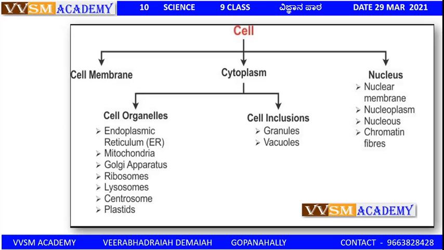Cell organelles consist of endoplasmic reticulum, mitochondria, Golgi apparatus, ribosomes, lysosomes, centrosomes, plastids. These are called cell organelles. Cell inclusions are granules and vacuoles. And another important thing, the nucleus: nuclear membrane, nucleoplasm, nucleolus, and chromatin fibers. These are the very important components in the cell.